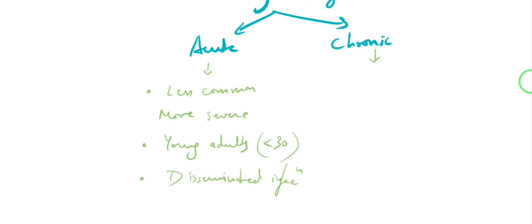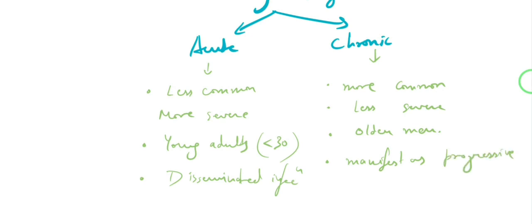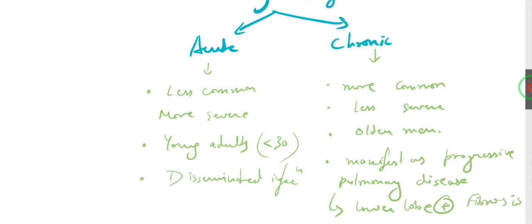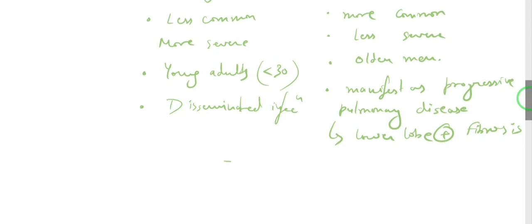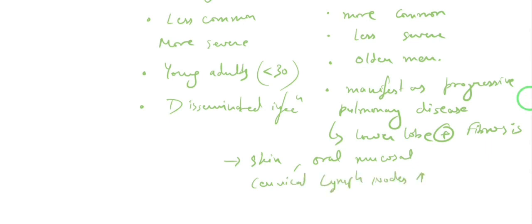Now, when we talk about the chronic form of paracoccidioidomycosis, it is more common. About 90% of the cases are chronic forms only, right? And it is less severe as well. It is seen in older men. What you are actually going to see is that this disease will manifest as a progressive pulmonary disease, mostly affecting the lower lobe of the lungs, okay? And there will be presence of fibrosis. Besides this progressive pulmonary disease, what other clinical features can you see? There will be some skin lesions, some oral mucosal lesions, and in some cases cervical lymph nodes may be enlarged in size, right? Lymphadenopathy.